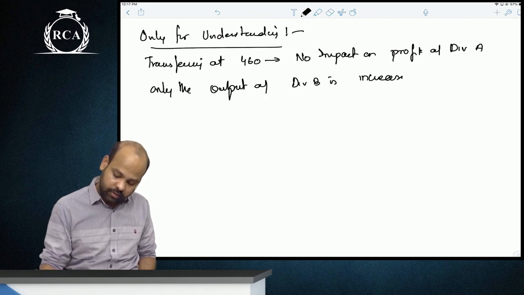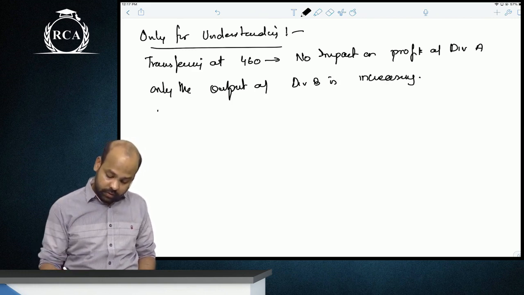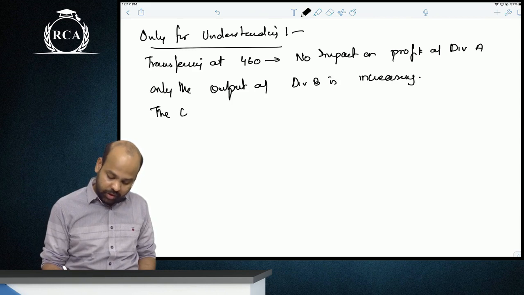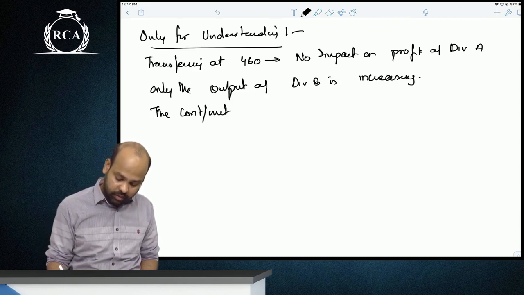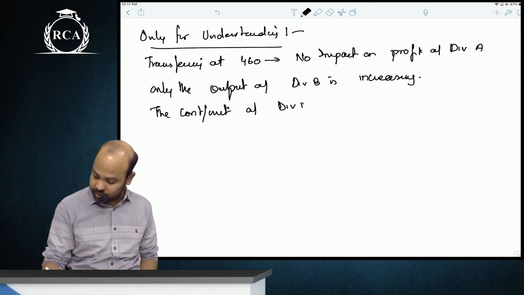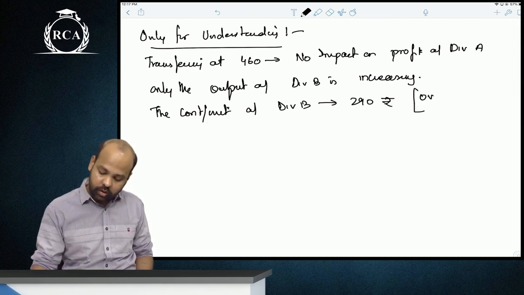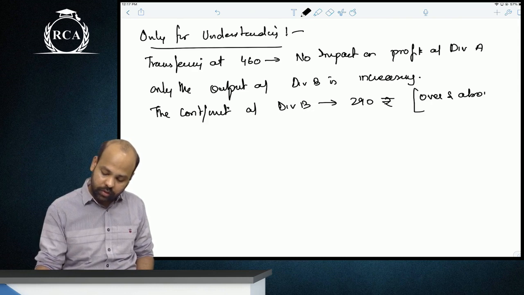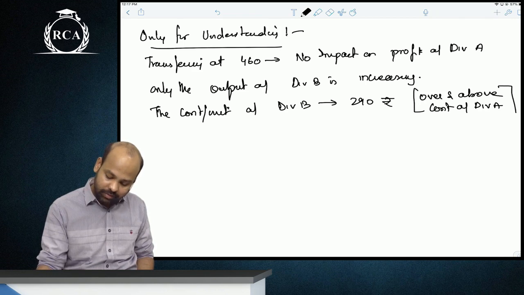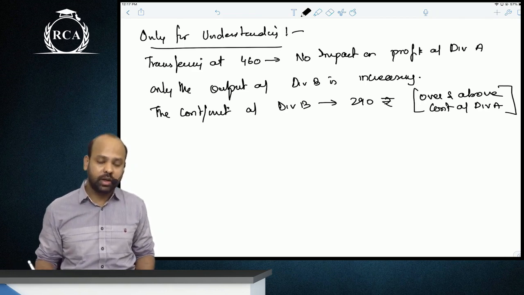Yes or no? The contribution per unit of division B is 290 rupees. This is over and above the contribution of division A. वो ठीक है, वो पूरा recover हो रहा है बेटा. Everything is being recovered, but the contribution per unit of division B, beta, is 290.